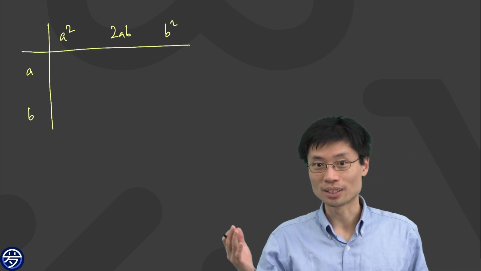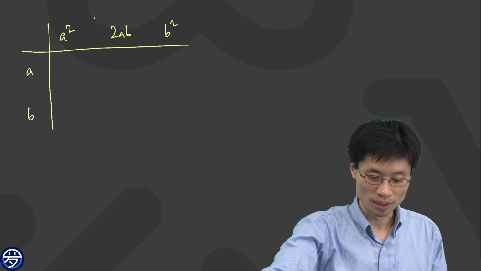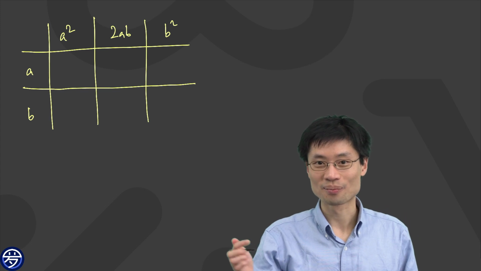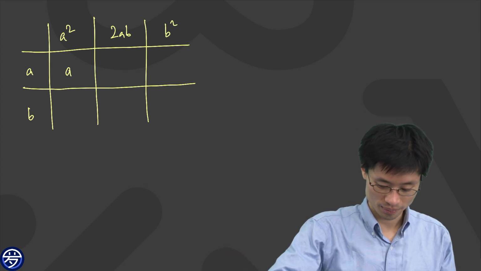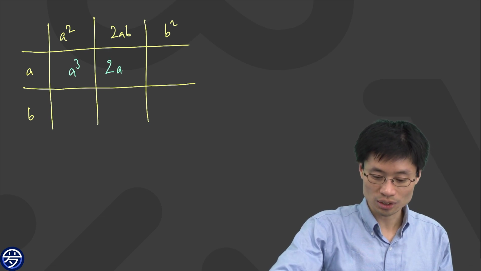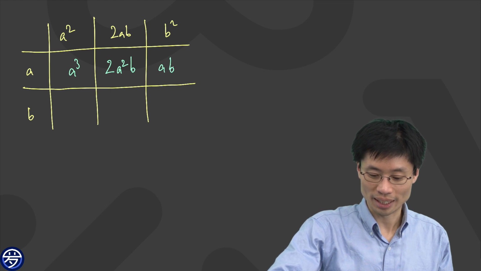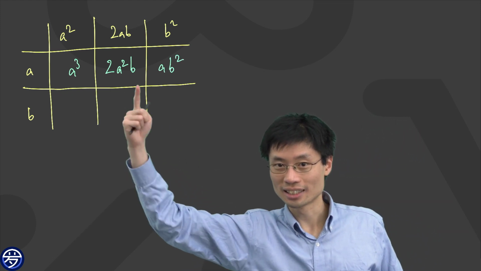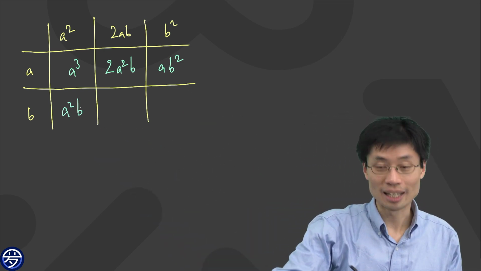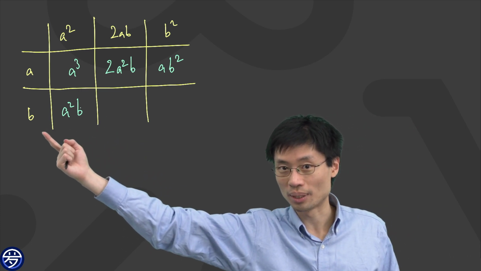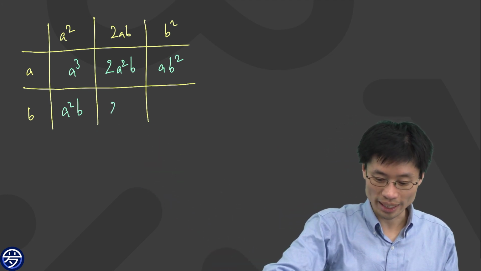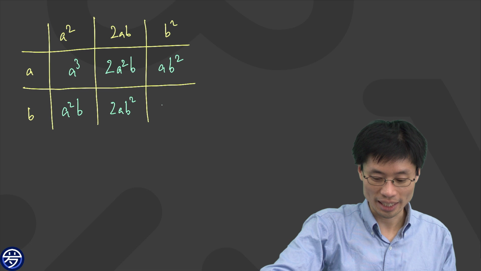As you can see, what I'm going to do is write down in each of those locations what it is when I multiply the thing that's labeling the row and the thing that's labeling the column. And so I'll get an a cubed here. I get a 2a squared b, and I get an ab squared. I'm basically saying this is a times the b squared, so I put it there. Over here I have a squared b. Oftentimes in math, we like to write things alphabetically, so I could have written b a squared, but that's the same as a squared b. Over here I have 2ab squared, and I have b cubed.